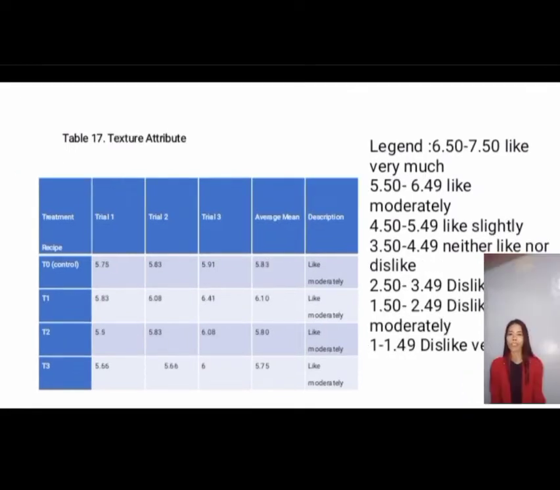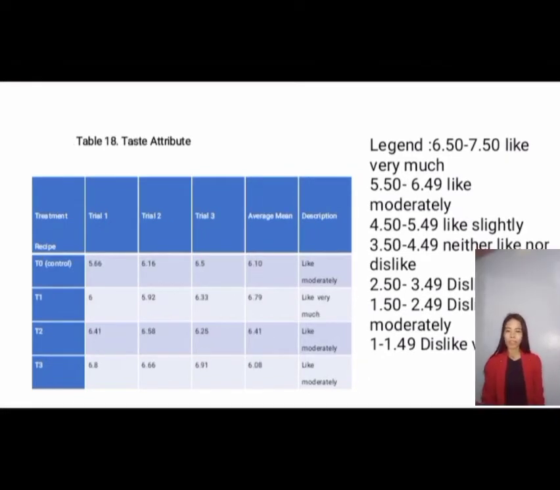You can see in Table 17, the texture attribute, the acceptability of aloe vera brownies in terms of texture. T0 control has 5.83 with a description of like moderately. T1 has 6.10 with a description of like moderately. T2 has 5.80 with a description of like moderately, and T3 has 5.75 with a description of like moderately.